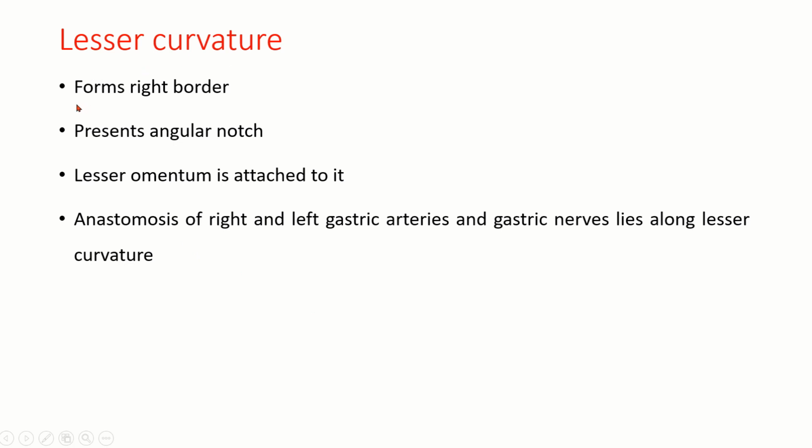Lesser curvature forms the right border of the stomach and presents the angular notch. The lesser omentum is attached to it. Anastomosis of the right and left gastric arteries and gastric nerves lies along the lesser curvature.